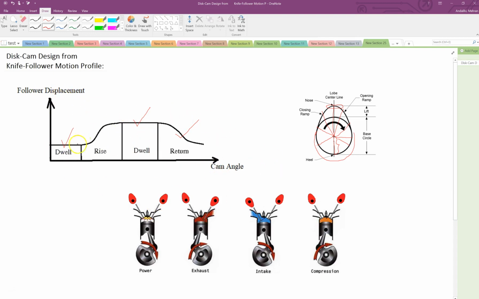So this is like the very basic, and there is a lot more. There are a lot of terminologies like the heel, like the lobe center line, the nose of the cam, and so on. I don't want to go into a ton of terminologies here.